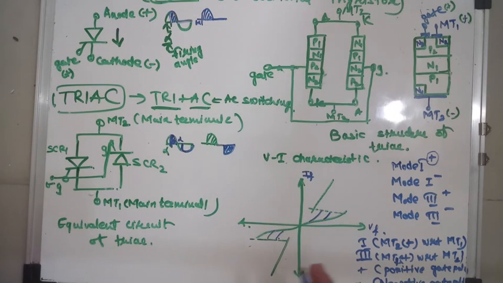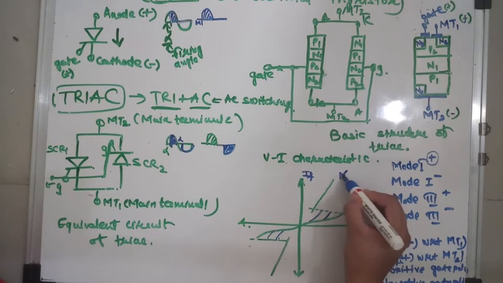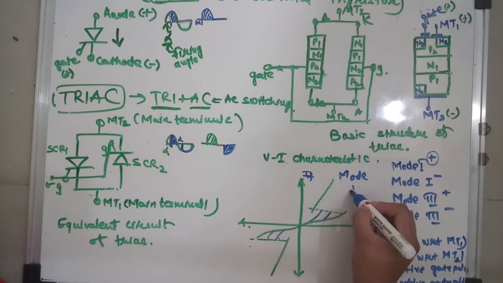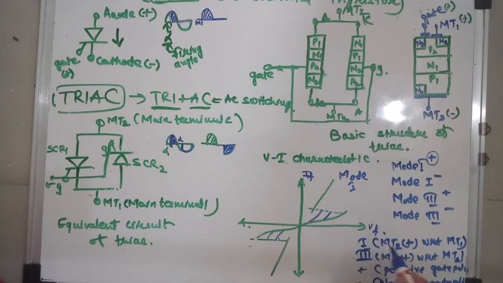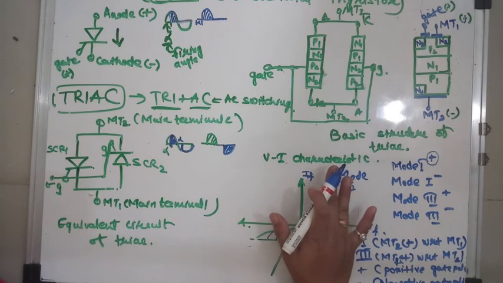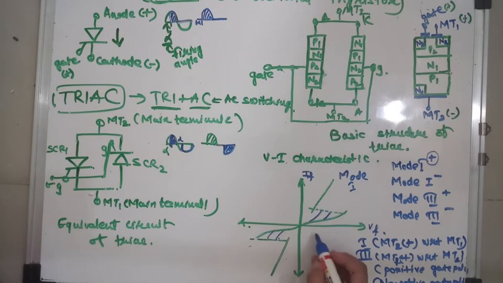When one SCR is going to be in a conduction mode, see here mode 1. Mode 1 means your MT2 is positive with respect to MT1. At that time your characteristics lie in the first quadrant. Now see here, three states are there. This line indicates the forward blocking state.